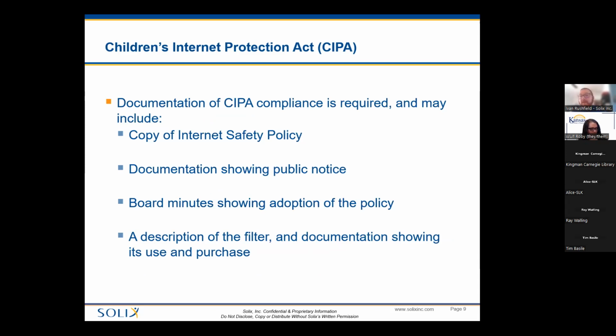So what you'll want to have is a copy of your internet safety policy, some documentation showing that there was public notice, whether it's an ad in the newspaper or something on your website, or perhaps board minutes showing the adopted policy, as well as a description of the filter, and documentation showing that you used it and purchased it. This could be a bill, or just your order of the filtering, the yearly fee you pay for the filtering, that sort of thing. But you do need to have some kind of documentation because USAC might ask, because sometimes there are complaints that people lodge against libraries and schools saying, "Hey, my kid is able to access X, Y, and Z," and they can have their funding pulled because they're not compliant.